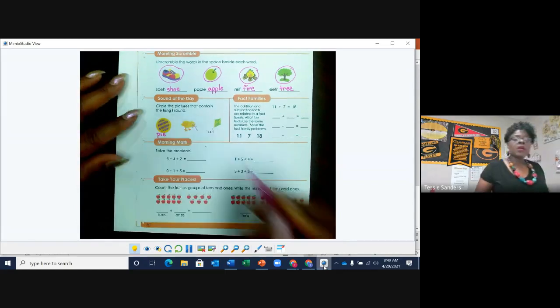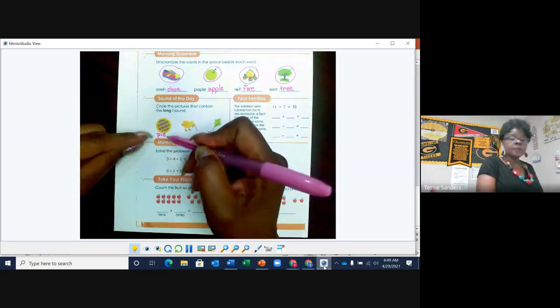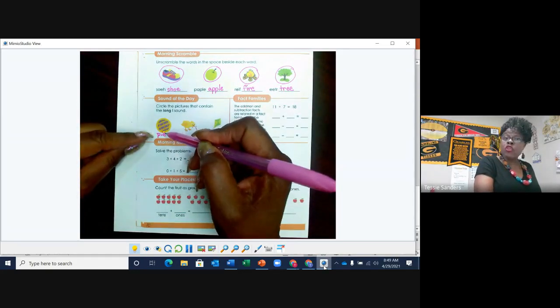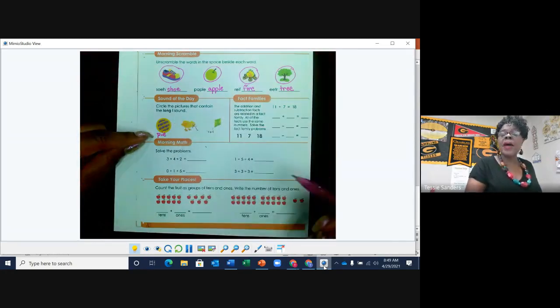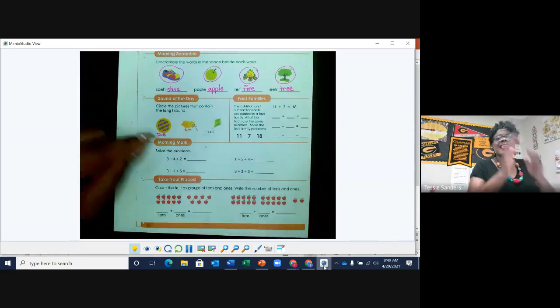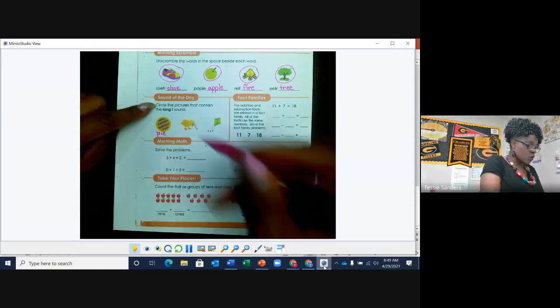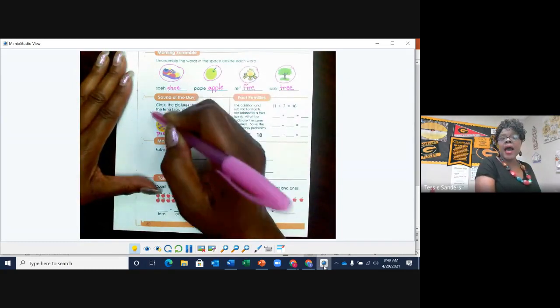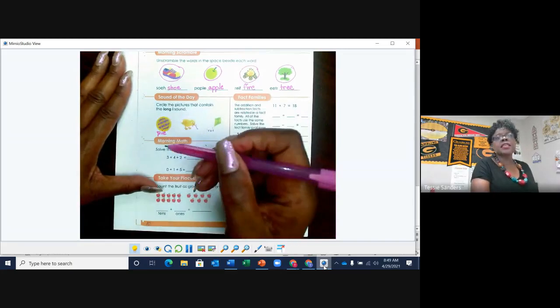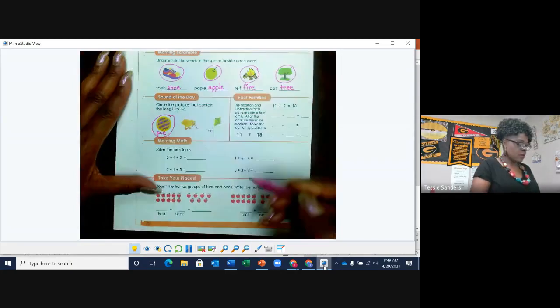P-I-E. Stop. Scholars, take a look. Did you spell the word pie under the picture of the pie? Yes. Good. Will we circle the pie? Yes. It has the long I sound.